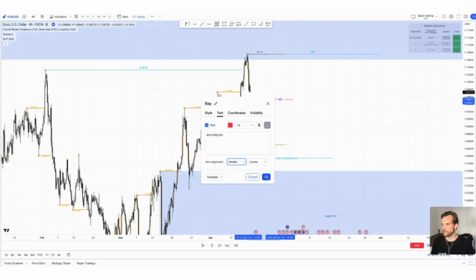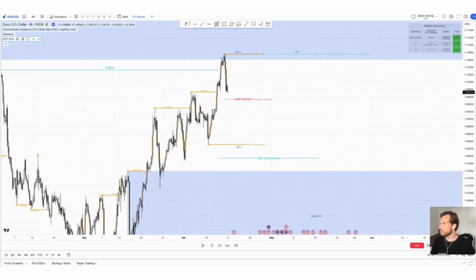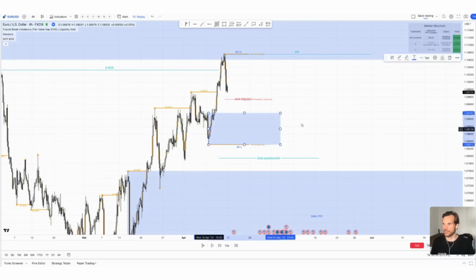Middle. So we just have that on the chart. So we're looking for a retrace into there. We've got a huge 4-hour one as well. I would include this whole thing because that's just a massive supplier candle coming in.